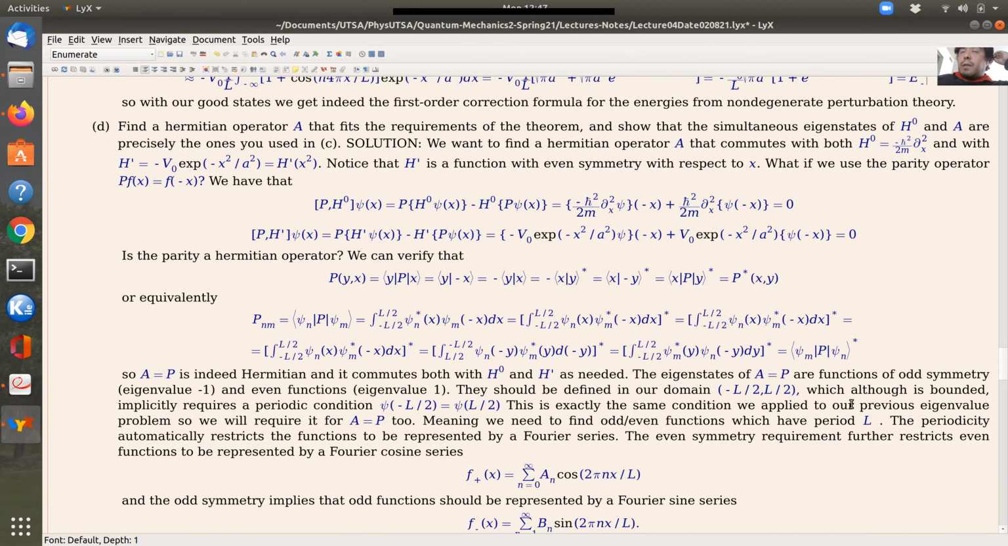And then the interesting part, which might be a little bit new, in addition to the degeneracy but also in this thinking about symmetries, is that you have to find a Hermitian operator that fits the requirement of the theorem, basically one that commutes with both H naught and H prime, and show that the simultaneous eigenstates of H naught and A are precisely the ones you used in C. This is actually a very interesting problem. You have to think about it for a second.